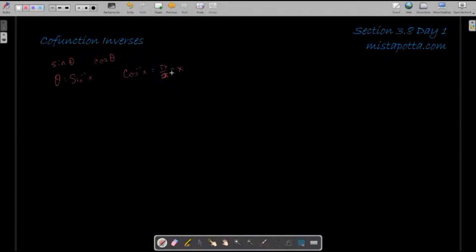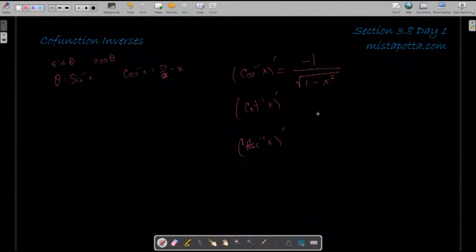As we spoke about the cofunctions earlier in this chapter, we noticed that cosine, cotangent, and cosecant all had negative slopes. And so what happens is if I want to take the derivative of my cofunctions, the derivative of cosine inverse, the derivative of cotangent inverse, the derivative of cosecant inverse, if I want to take the derivatives of these functions, I'm going to end up with the negative of their cofunction. So the derivative of sine inverse was 1 over radical 1 minus x squared. The derivative of cosine inverse is going to be negative 1 over radical 1 minus x squared.